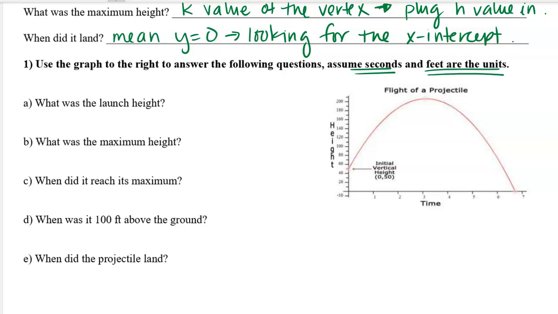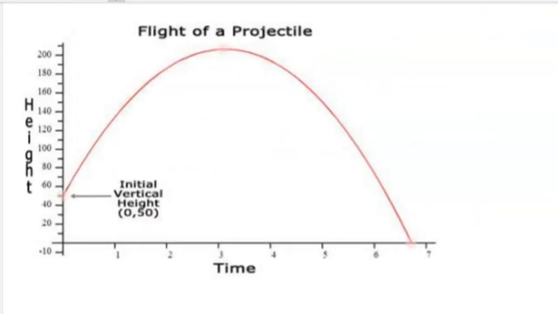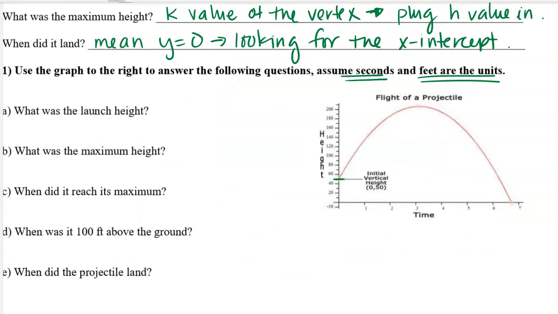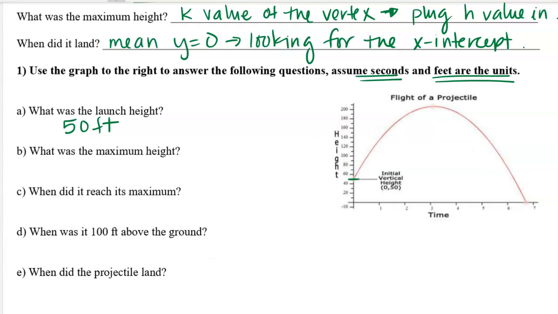Okay. Jillian, help us read part A, please. What was the launch height? Okay. I know your packet probably is a little more blurry, so I'm going to make this bigger. So Jillian, what was the launch height? 50 feet. Yeah, 50 feet. Good job. And I like the fact that you said the unit with that. 50 feet is perfect.